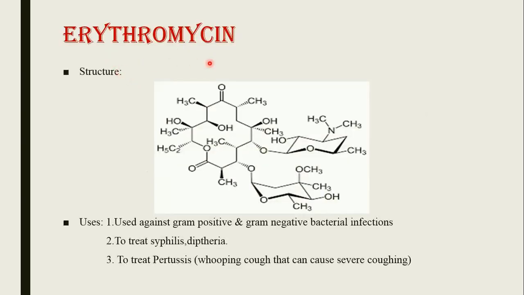The structure of erythromycin contains a lactone ring. Two deoxy sugars are attached here. Various substitutions like hydroxy group, ethyl group, methyl group, dimethyl amino group, and methoxy groups are attached. Uses: it is used against gram-positive and gram-negative bacterial infections, to treat syphilis and diphtheria, and to treat pertussis, which is whooping cough that can cause severe coughing.